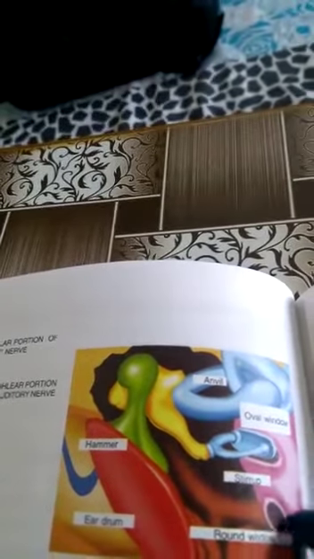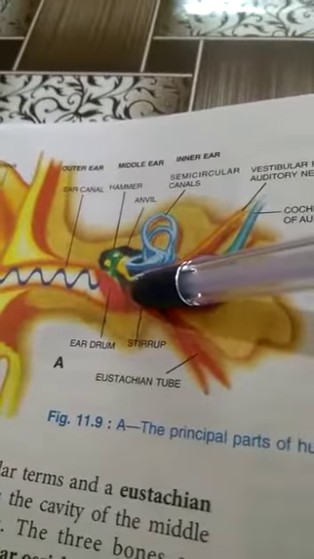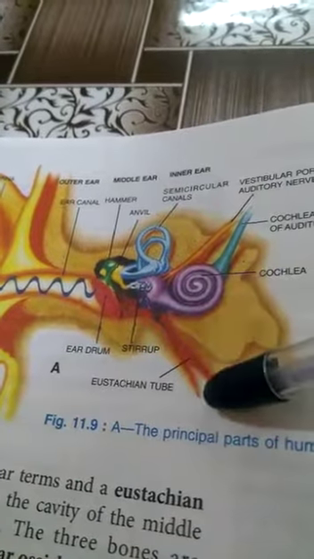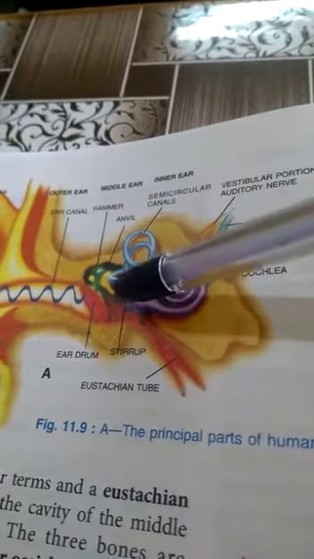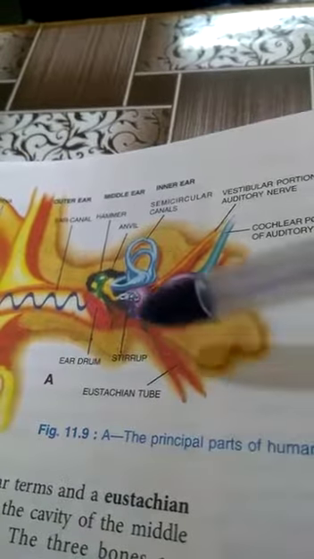And one round window is also present. This window is round window. And you can see this middle ear here has one tube that is called eustachian tube. Through this eustachian tube, your ear is connected to your pharynx, right?